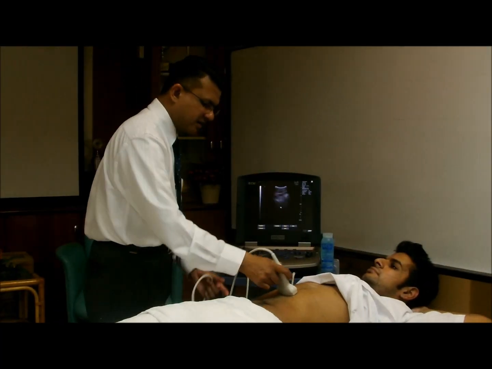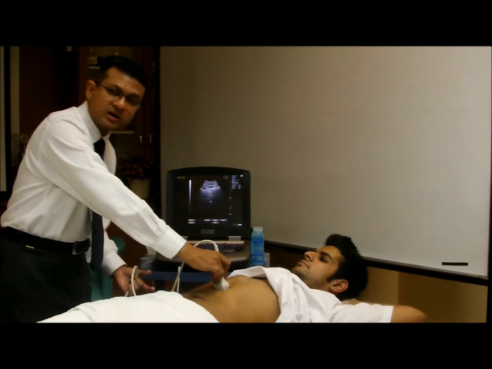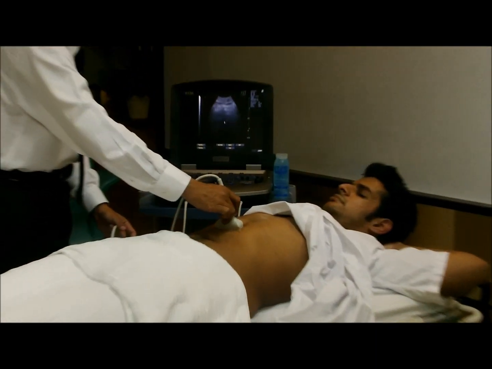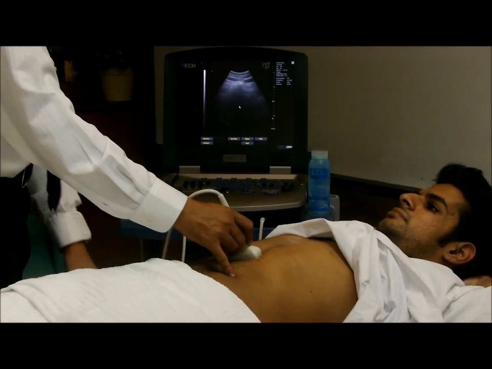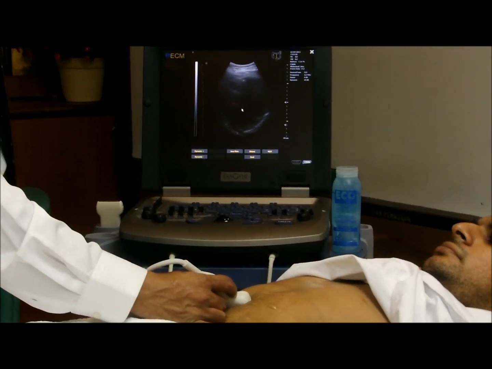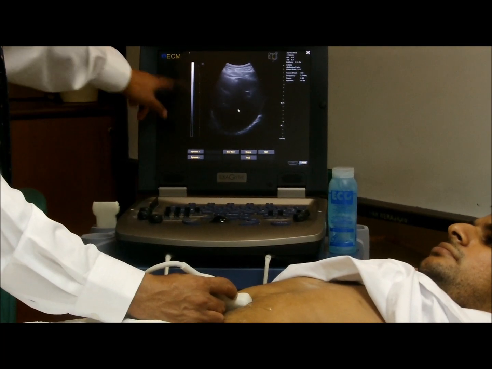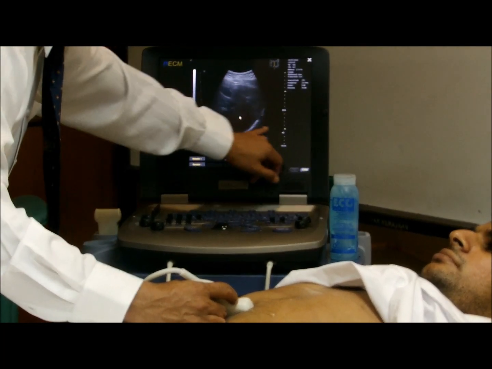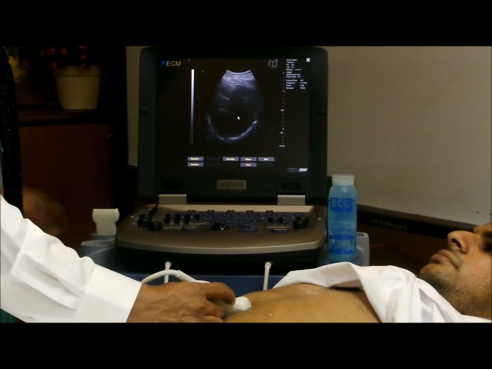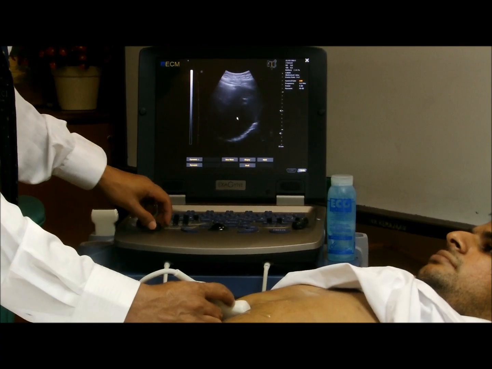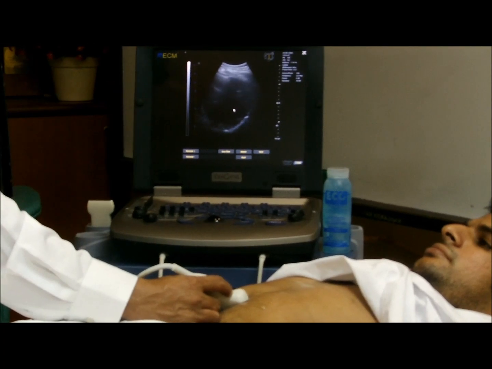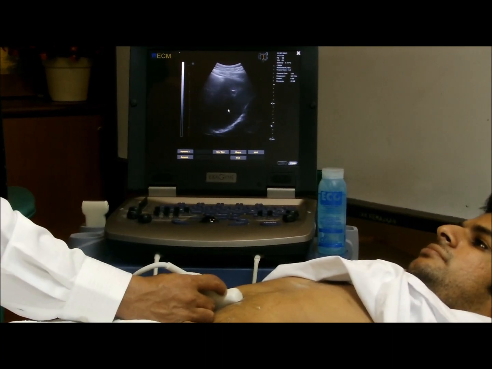Okay, let's try again. So you put it in the epigastric area, and then start to move it along the subcostal margin. So I'm moving towards the subcostal margin, and I could already see the liver. This is actually the heart, the liver. You can see part of the gallbladder over there. From here you can see whether there is any hepatic abscess.